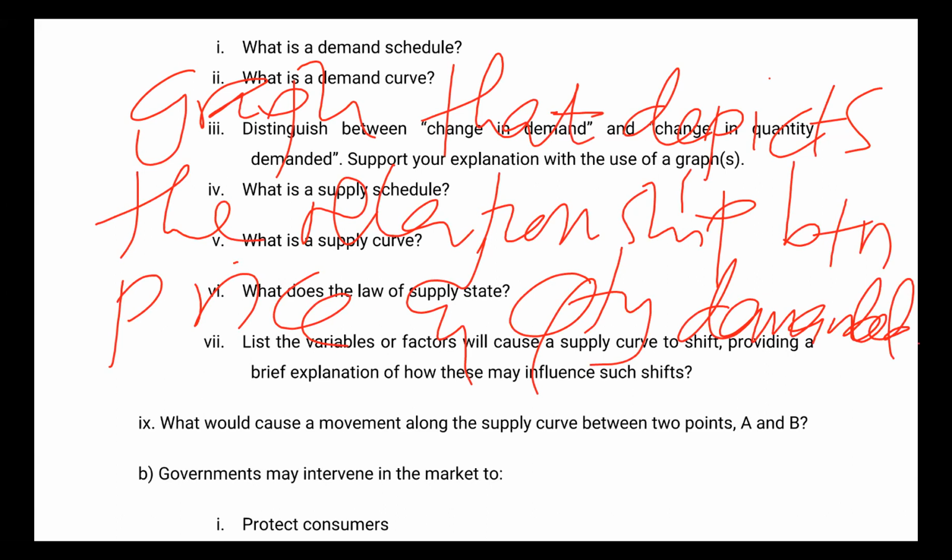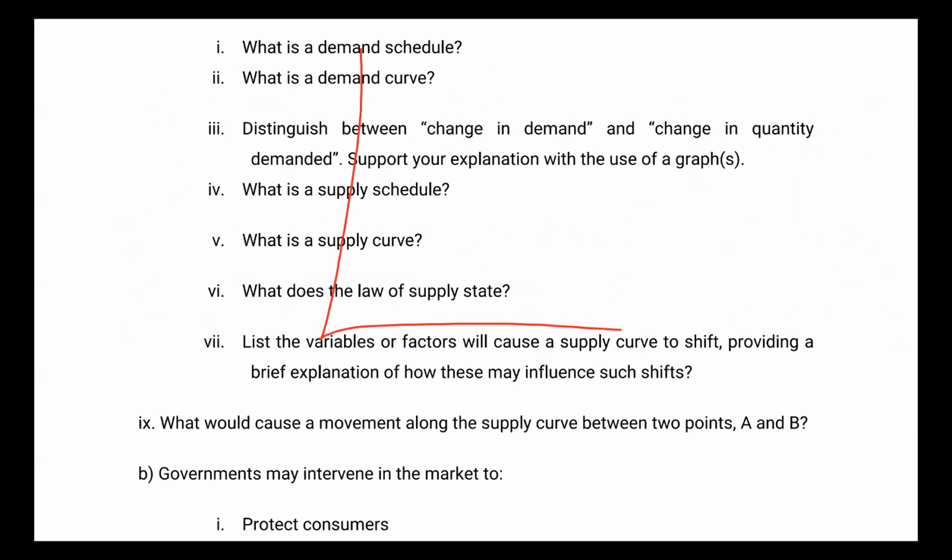So it's a graph. You can see that the demand curve is downward sloping like this. There's price here, there's quantity there. The demand curve comes from the demand schedule. When you graph the demand schedule, with price on the vertical axis and quantity on the horizontal axis, you come up with the demand curve.